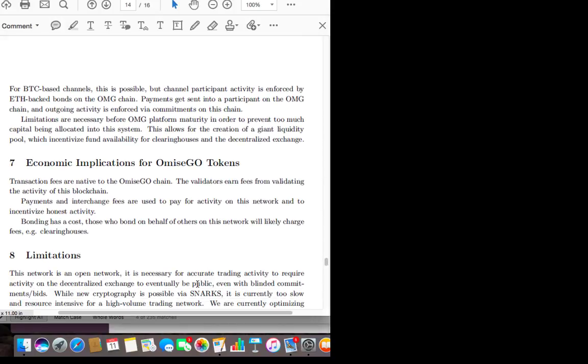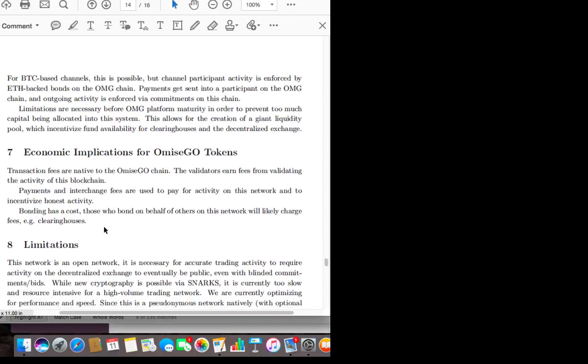So economic implications for Omisego tokens. This might be important for those that are still with me and following this white paper. The transaction fees are native to the Omisego chain. The validators earn fees from validating the activity of the blockchain. Payments and interchange fees are used to pay for activity on this network and to incentivize honest activity. Bonding has a cost. Those who bond on behalf of others on this network will likely charge fees, i.e. clearinghouses.